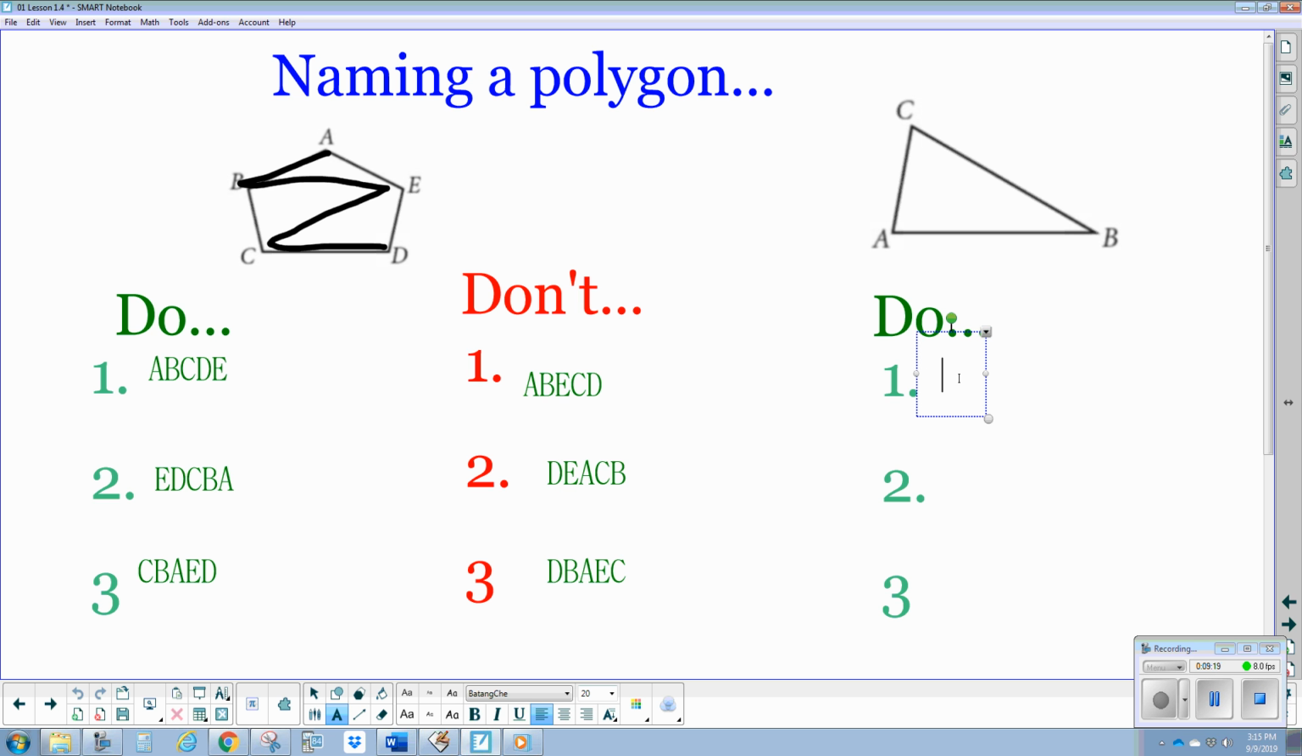Now, the nice thing about naming a triangle is that all of the vertices are consecutive. So as long as you hit each vertex once, you're going in order. A few different ways I could name this triangle would be ABC, just like I outlined. I could start at C and go CBA, that's going clockwise. I could start at B if I wanted to. I could go BAC, or BCA as well.